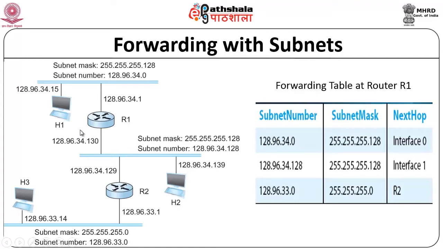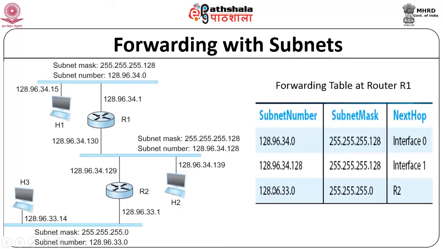So you can see that the entries we have at this router will be like this. You will specify that if the subnet mask 255.255.255.128 is applied and the subnet number turns out to be 128.96.34.0, then it has to be sent out on interface 0. Otherwise, if you apply this mask and you get the subnet number which corresponds to this other network, then you send it out on interface 1. You could have another entry which says that if it belongs to 128.96.33.0, then you send it out, with another subnet mask, which is 255.255.255.0.